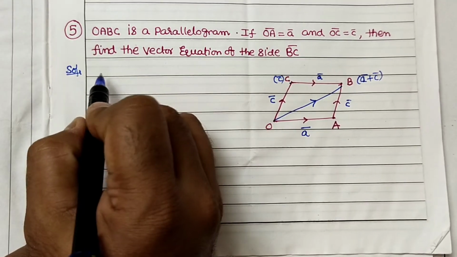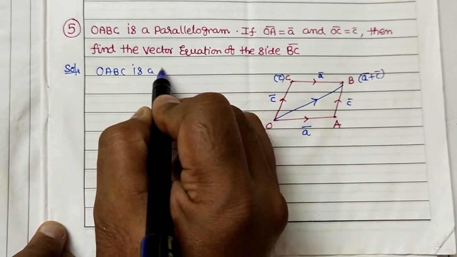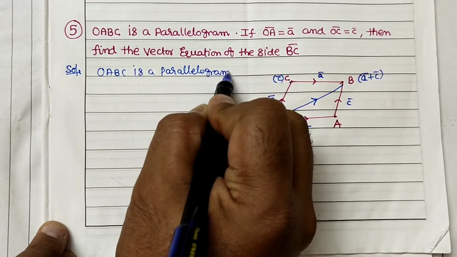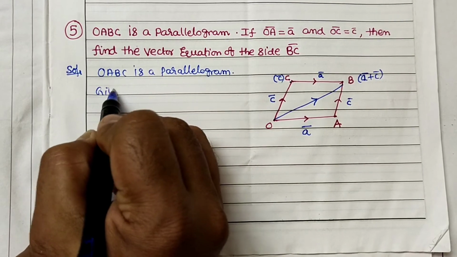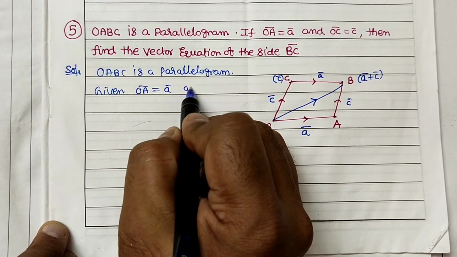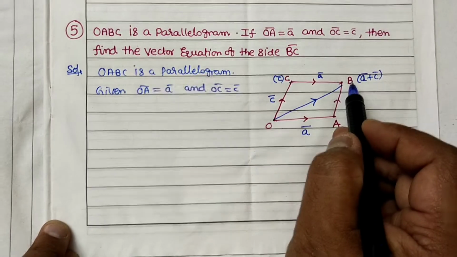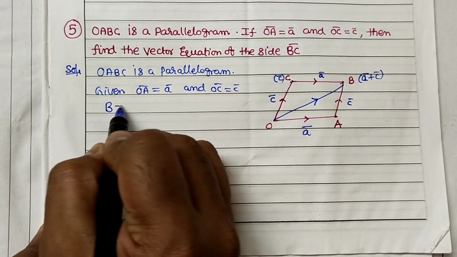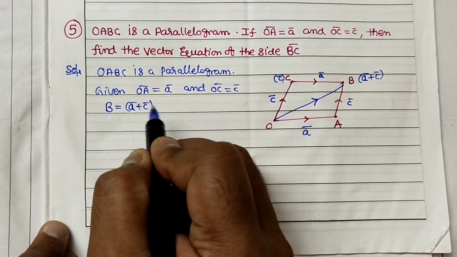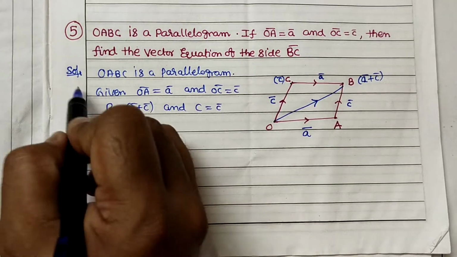So now, OABC is a parallelogram. Given OA is equal to small a bar and OC is equal to small c bar. By using triangular law of vectors, point B is equal to A bar plus C bar, and C is equal to C bar only.